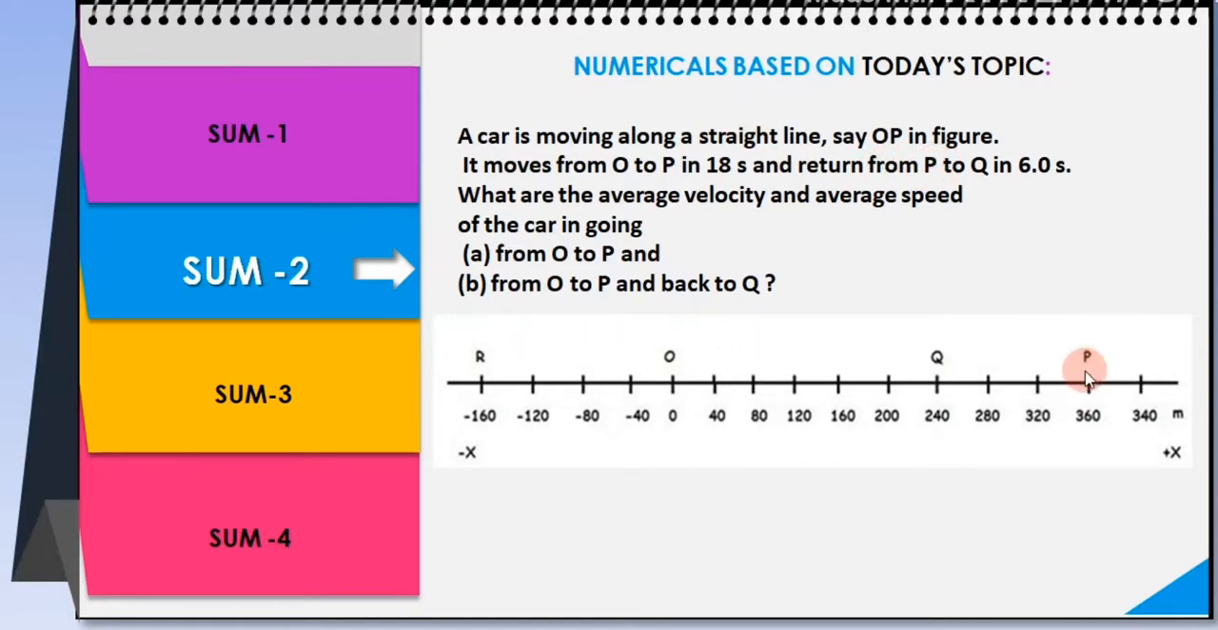And then it returns from P to point Q in 6 seconds. Okay. So what are the average velocity and average speed of the car when it goes from O to P? So one case you have to find out average velocity and average speed while O to P, and then you have to find out average velocity and average speed from O to P and back to Q. Now the thing that you have to take care is when you take velocity you have to find out displacement. So if we go from O to P and P to Q, the only displacement will be O to Q. So that you take care in mind while solving these questions.